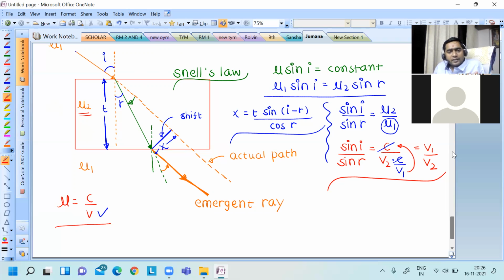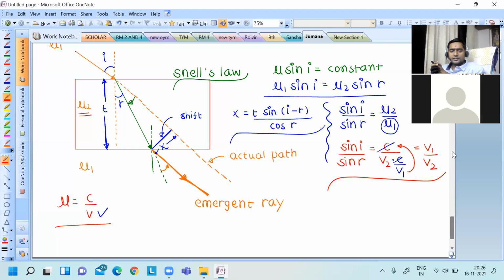Since both are parallel, the actual path and the emergent light, it also indicates that the actual ray when it comes in and this emergent ray are both in the same medium. It means that we have the actual light which we incident initially and the emergent ray which we obtain in the end, both must be in the same medium if they are parallel to each other.